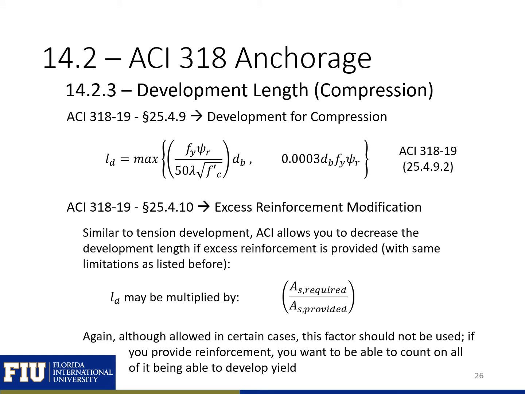On this slide, I show the development length equations for straight bars in compression. So the development of bars in compression is the maximum of these two values here. So you need to calculate both and then take the maximum. In compression, you can also use the excess reinforcement modifier, but just like in tension, you shouldn't use it. So if you provide steel, you should count on being able to develop the yield strength.